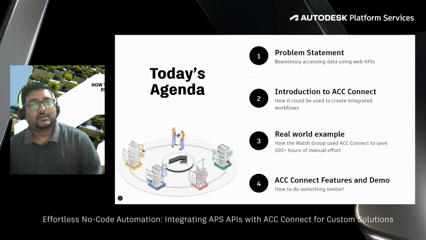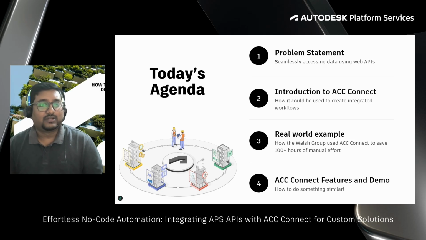We'll also talk about an introduction to ACC Connect, how it can be used to create integrated workflows. We also have a real world example, how the Walsh Group used ACC Connect to save 100 plus hours of manual effort. And at the end, we'll be talking about what are some of the ACC Connect features that you can leverage in your automated workflow. And that includes some of the demo videos which we have recorded so that you can achieve something similar to what we have done.